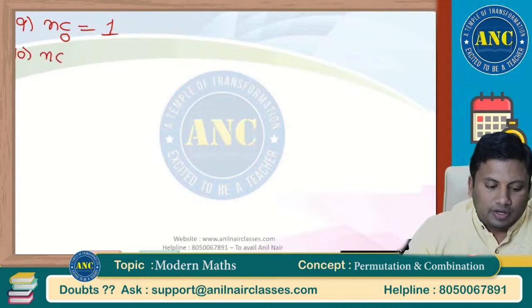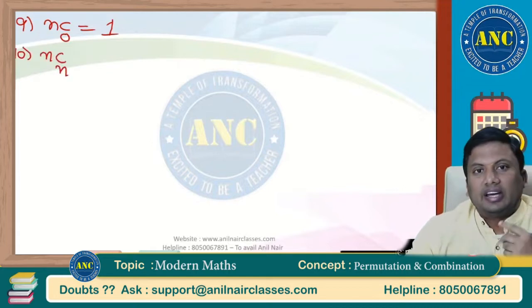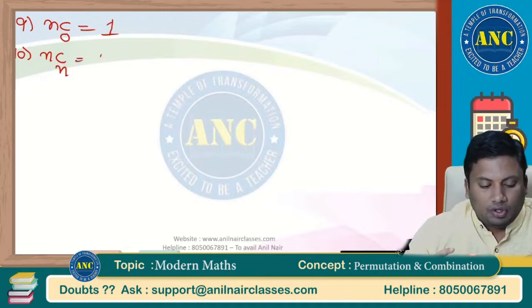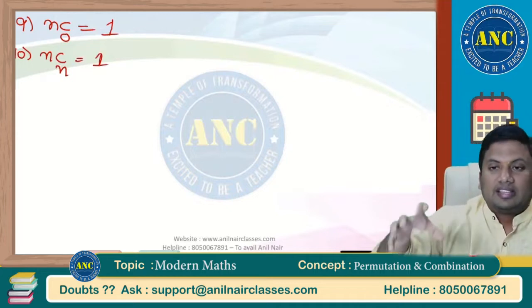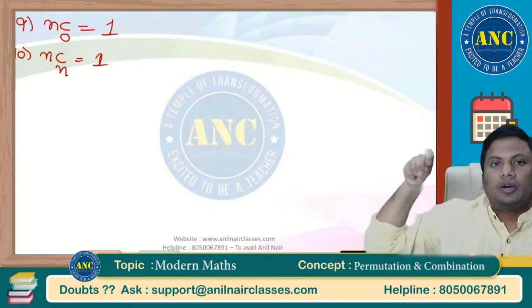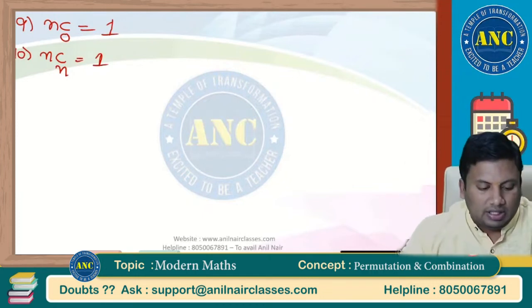Out of n students, selecting all students: I entered into the class and said, today we are not conducting the class, everybody let us go to the park. There is only one way. Selecting the entire n out of n, selecting all the students out of all the students, is nothing but 1.